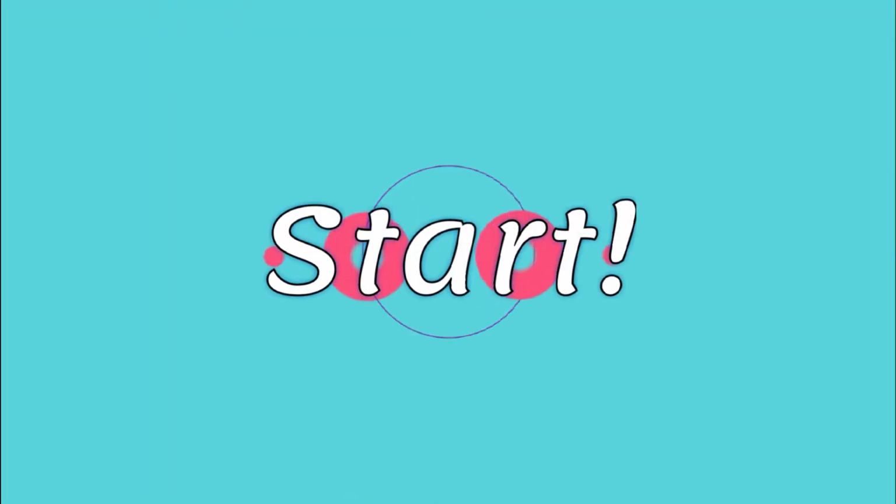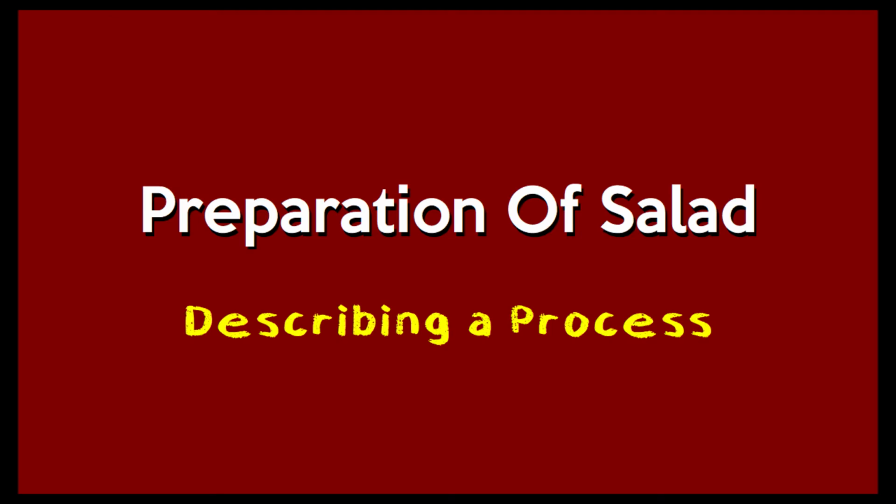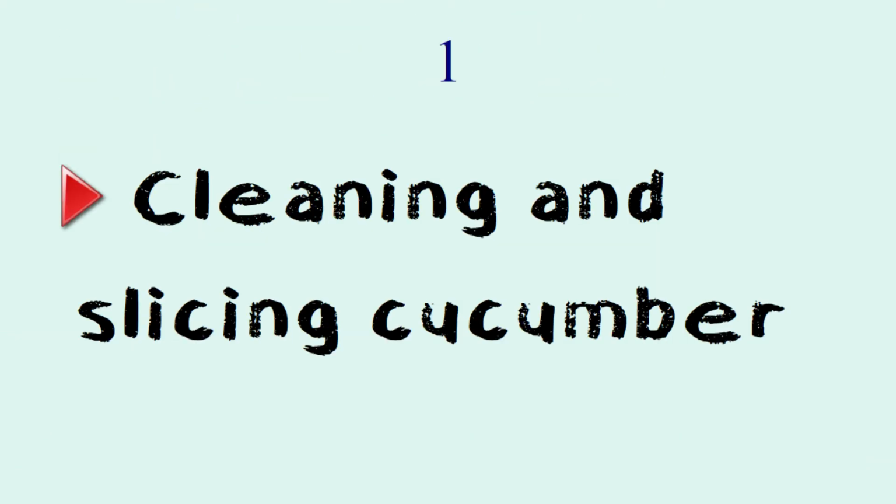We'll discuss the preparation of salad. It is actually a process. We are about to describe a process. There is a flow chart in the upcoming slides. Do watch and listen. First, cleaning and slicing cucumber.